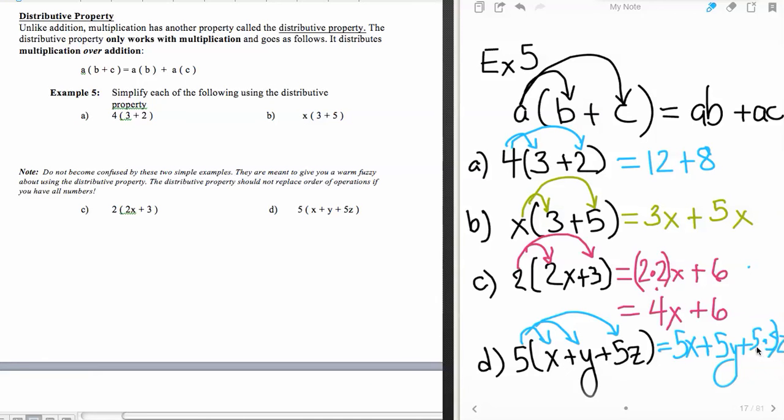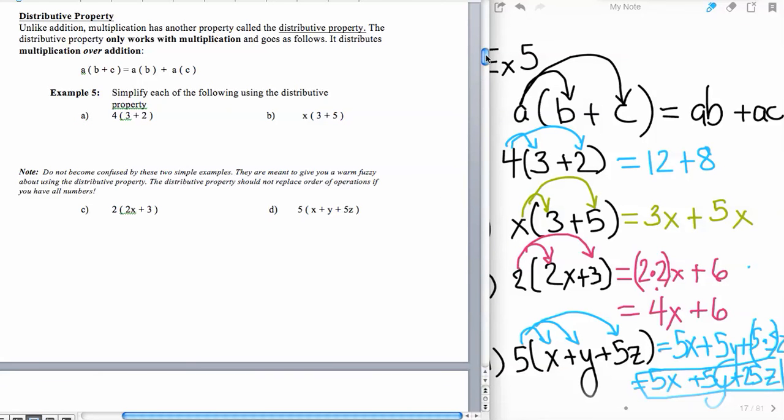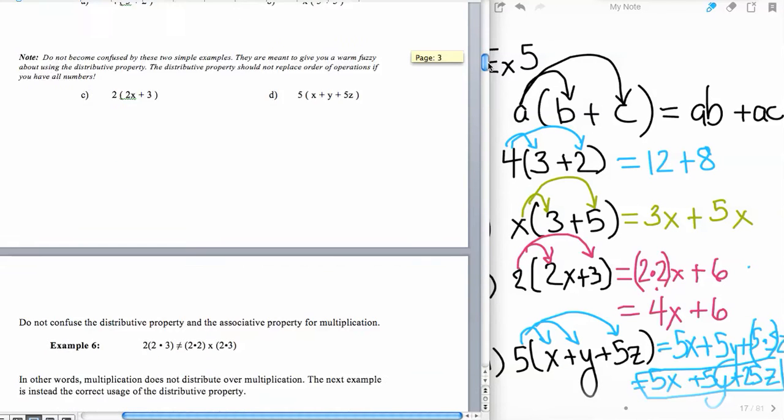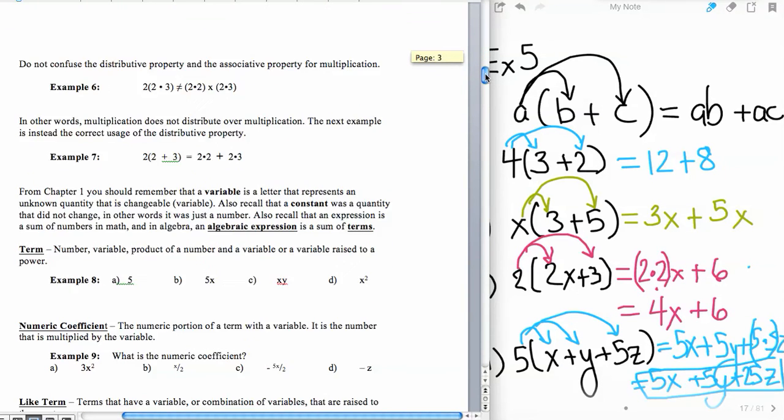And again, associative property, associating those two numbers. So we have 5x plus 5y, and then plus 25z. And so that's our final answer there. That's our simplified version, and that actually is completely simplified in this particular case. So that's the distributive property and a little bit how we use it.